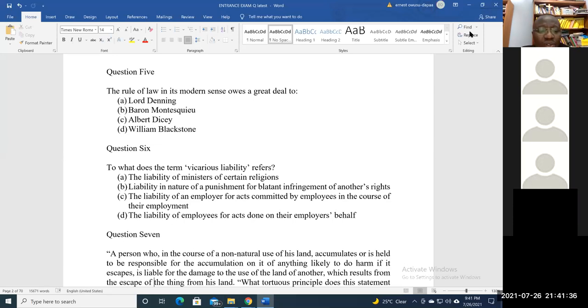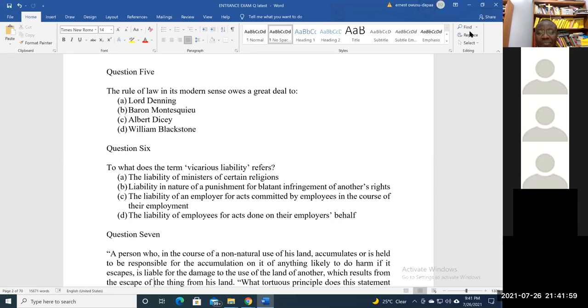So to what does the term vicarious liability refer? A, the liability of ministers of certain religions. You get an option like that, and right away, it should sound funny to you, isn't it? Liability of ministers of certain religion, just that. That is a bit problematic.